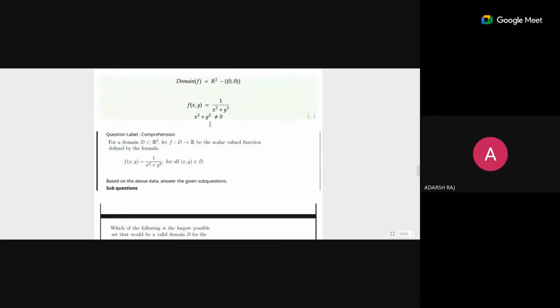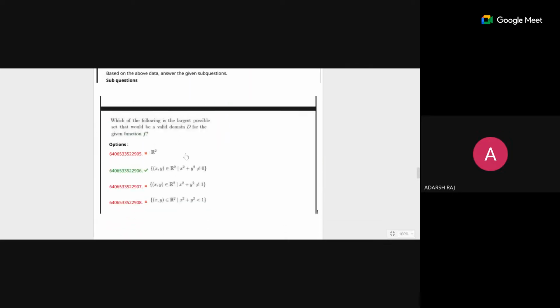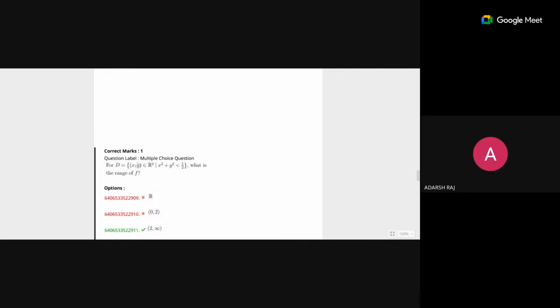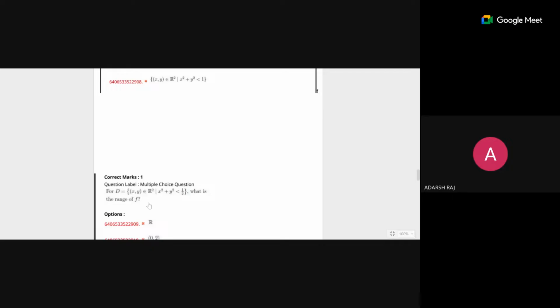So if the domain is defined like this, what will be the range of this function? Here the domain contains all the x comma y that lie inside the circle, x square plus y square less than 1 by 2. That means all the points inside the circle, not lying on the circumference of the circle. So what will be the maximum value of this function if you take this as the domain?